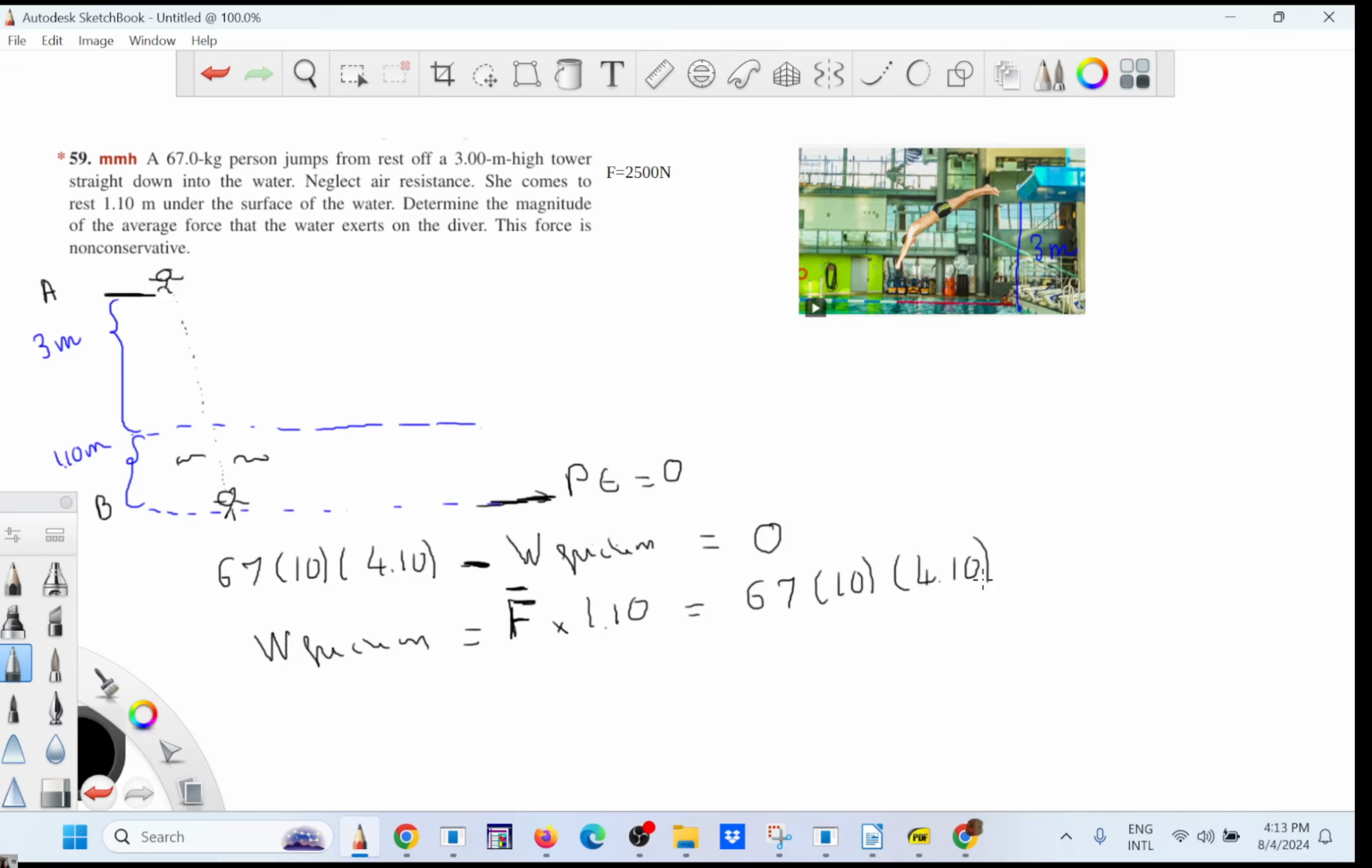Right? So the work done by the force will be about equal to... you multiply, you divide by this, you get about something like 2500 Newtons.